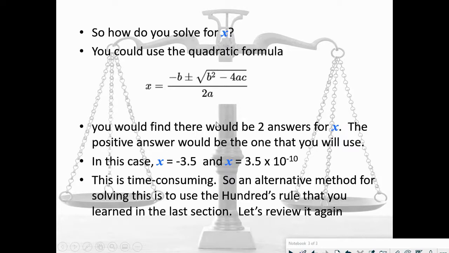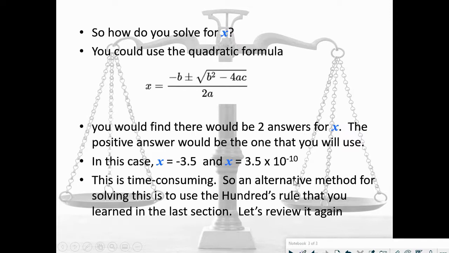If you do the quadratic formula, you'll get two answers. One of them will be negative, and it's impossible to have a negative concentration, so we'll be using the positive concentration as our answer, and the answer is 3.5 times 10 to the power of negative 10 moles per liter. This is very time consuming, so we're going to use an alternative method called the hundreds rule.